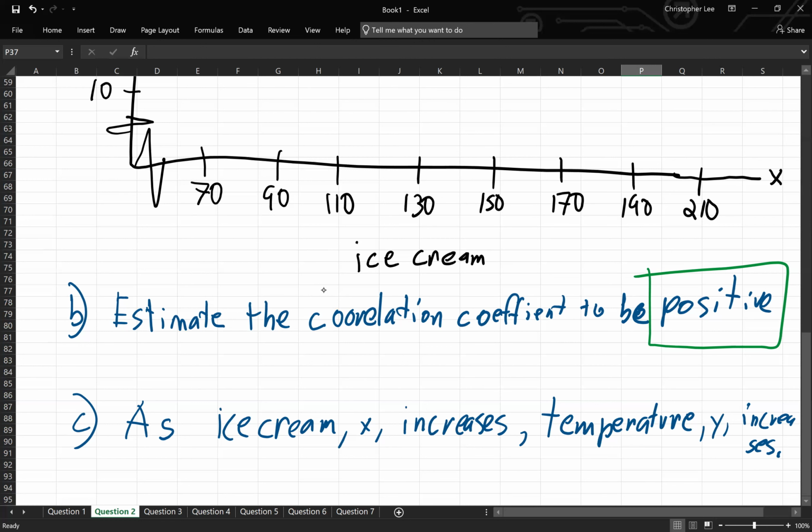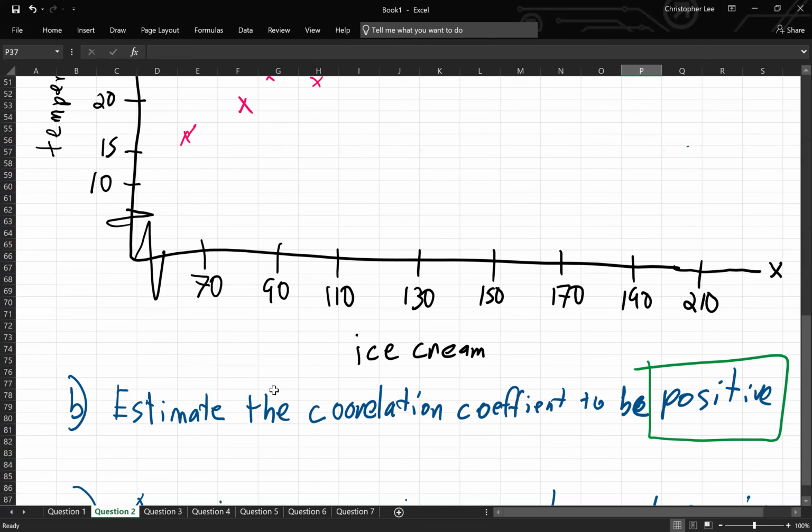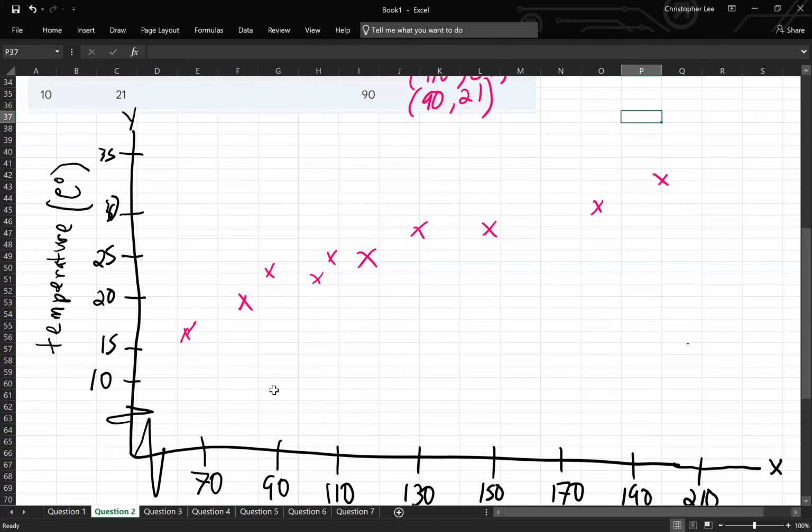That's it. Right, where the majority of it is going. Because it could be more scattered than this, but it would still be a trend there, right? And I want to know where you think that trend is going. That's it. All right, that's question 2.